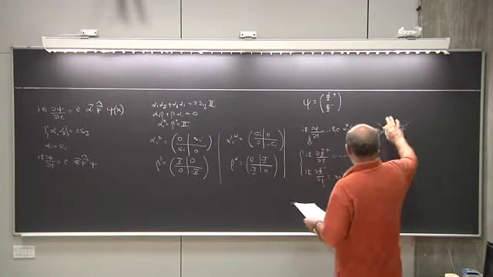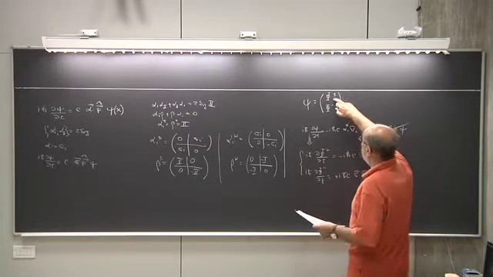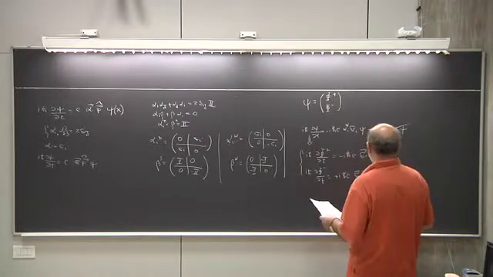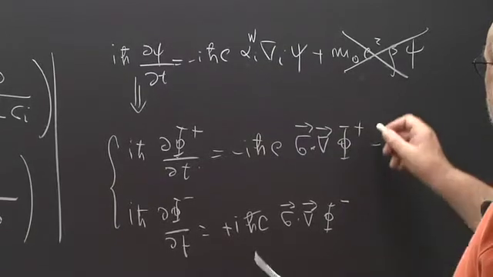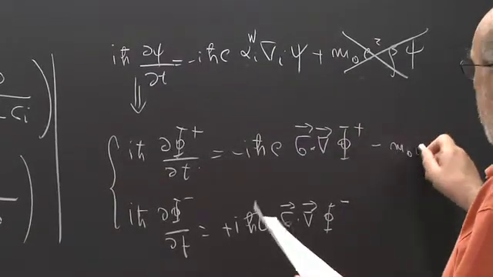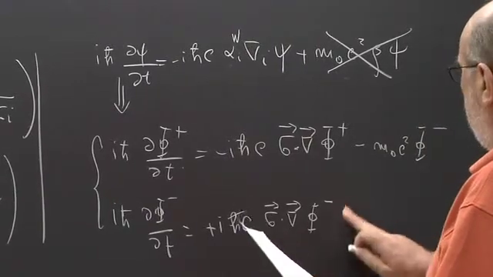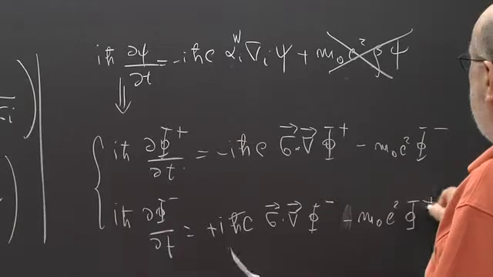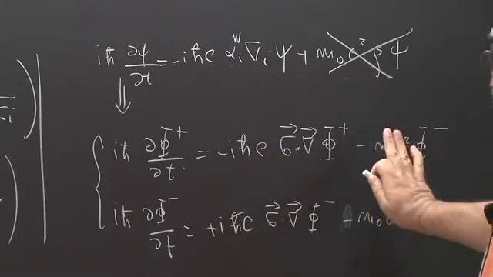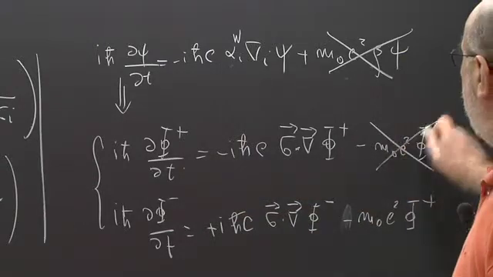Okay, so if there is no mass, yesterday we got to this point: there are two decoupled equations for the upper two components and the lower two components. If you add mass, then things change, because then you get m0 c square phi minus, and minus m0 c square phi plus, and then they are not anymore decoupled equations because the phi plus pulls in the phi minus. But this term is not there.